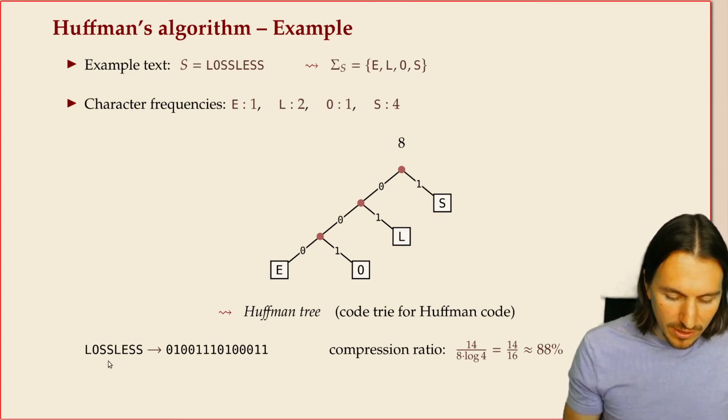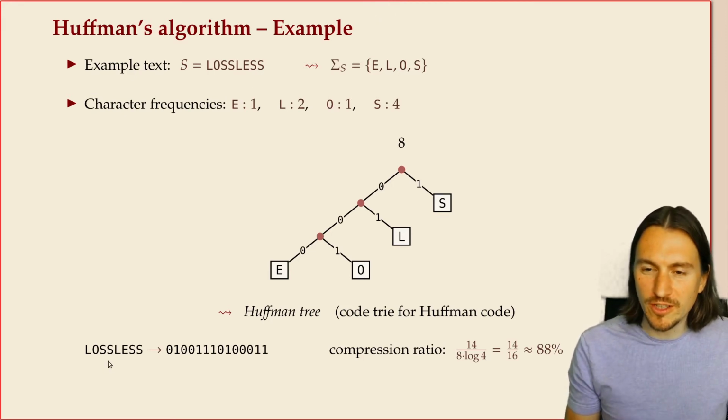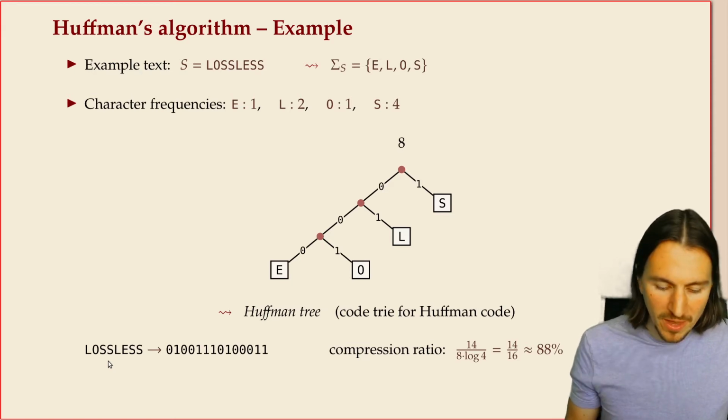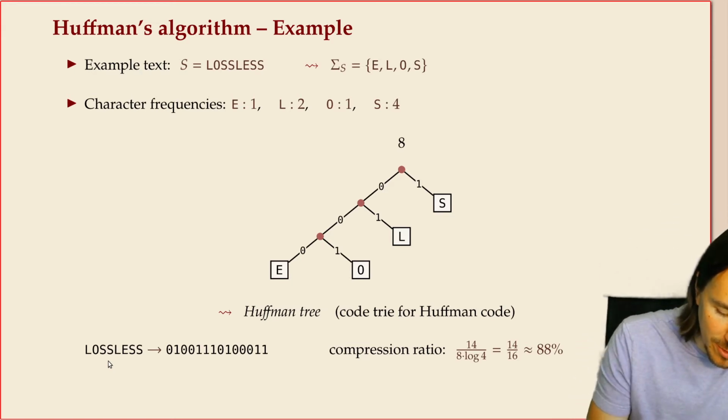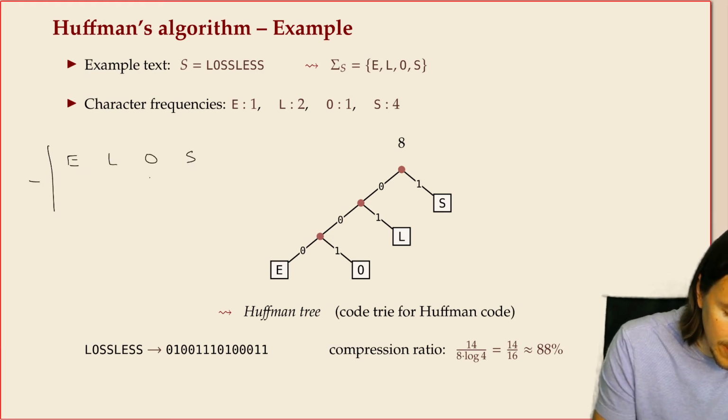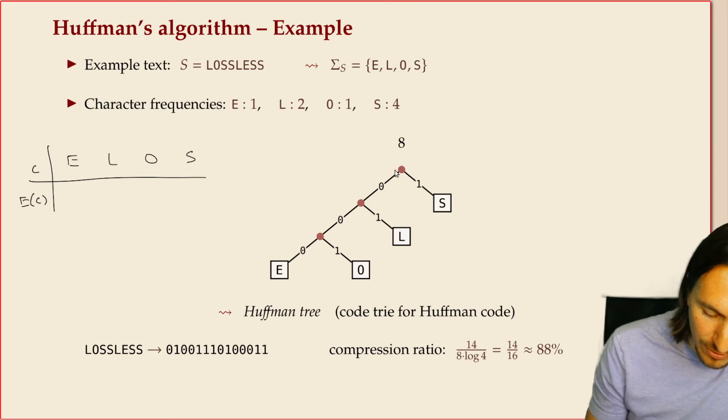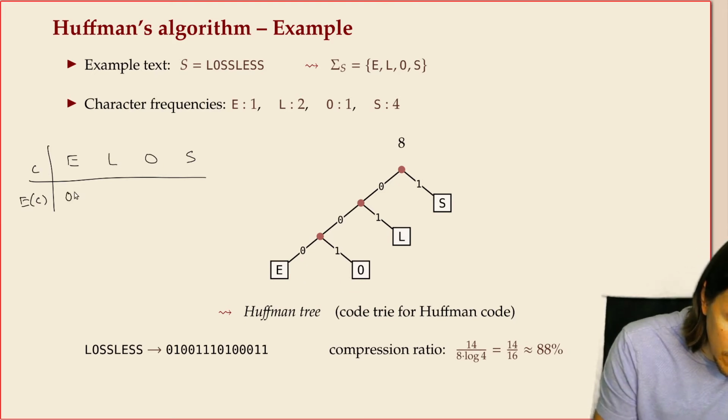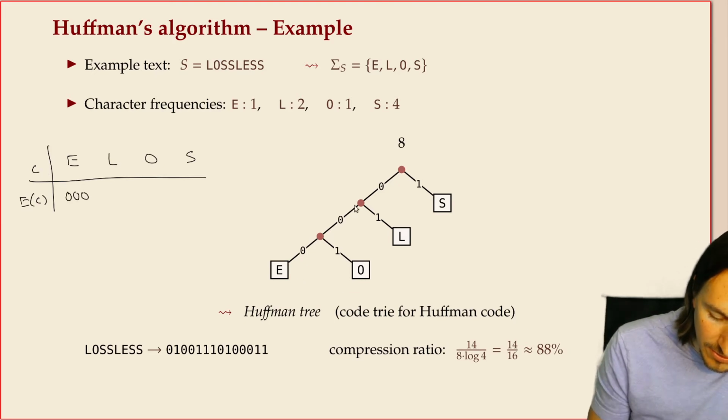And if you now encode lossless using this code, again, for encoding, remember it's more convenient to list the codes as a table where you list the characters and then the code. So let's just briefly do this. E is 3 zeros, L is 0, 1, O is 0, 0, 1, and S is just a 1.